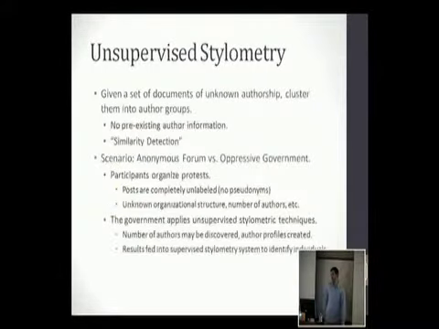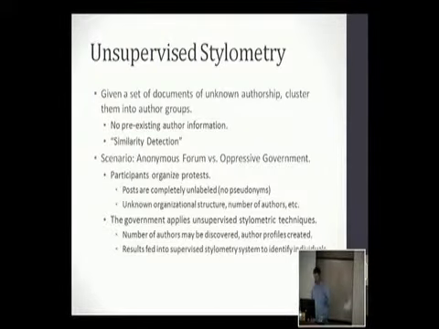Another method of stylometry is unsupervised stylometry, and that's where you have a set of documents where there's no known authorship at all. The goal here is to cluster those documents together into author groups. This is also known as the similarity detection problem. So you have, say, 100 documents of unknown authorship, and you want to find out, oh, there's actually 4 authors here, and author A probably wrote these documents, and author B probably wrote these documents.